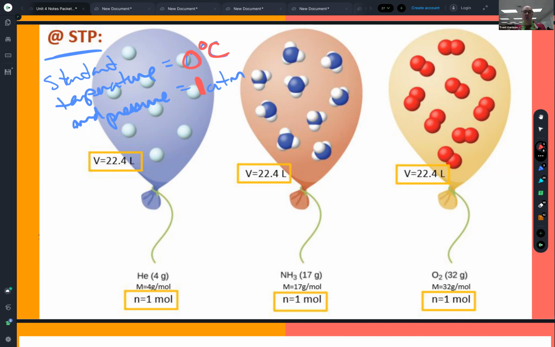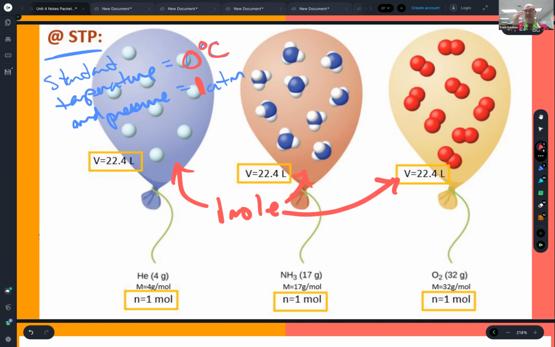So they freeze all the water out. So that's why they use STP. The unique scenario that I mentioned before is that it doesn't matter what gas it is. If I have 1 mole of a gas, it's going to take up the same amount of space. Any gas, no matter what it is, if I have 1 mole, it will take up 22.4 liters.